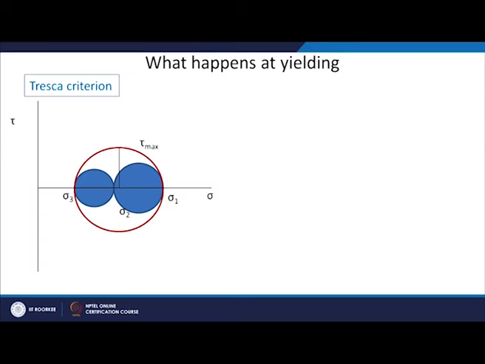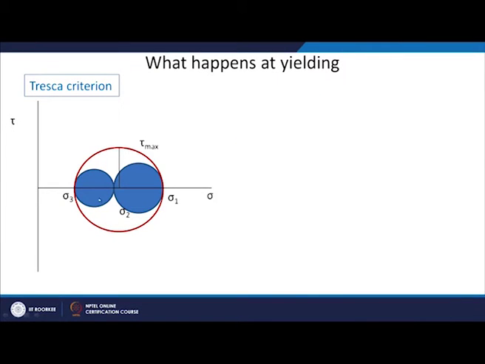To understand what happens at yielding, we will look at one of the criteria, that is the Tresca criterion. If you remember in your strength of materials course, you must have gone through different yield criteria, and one of them is the Tresca criterion. The Tresca criterion says that whenever the maximum shear in the system reaches the shear strength of the material, the shear yield strength, then yielding will take place.